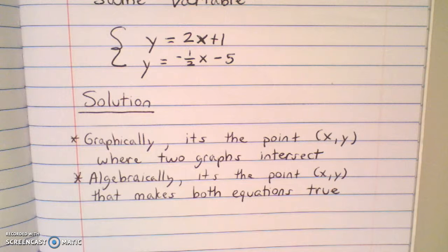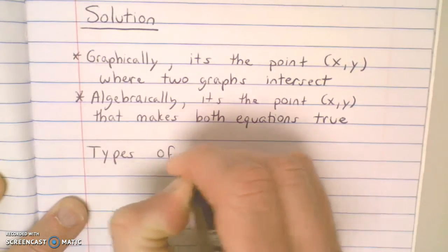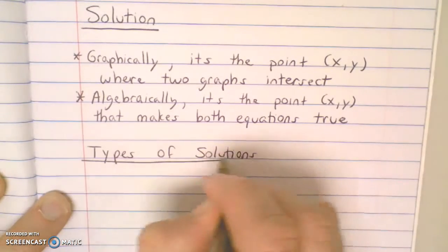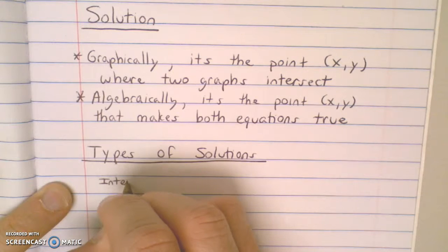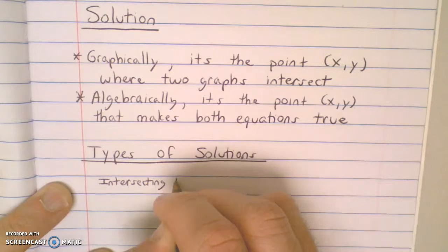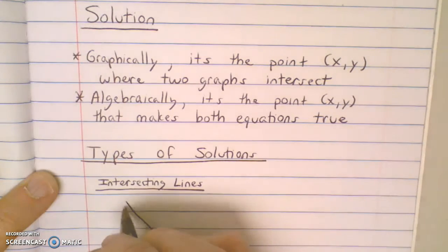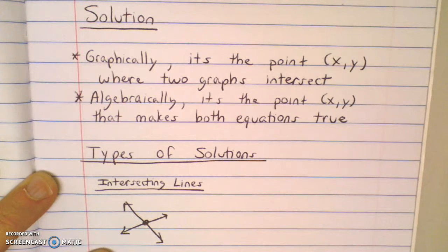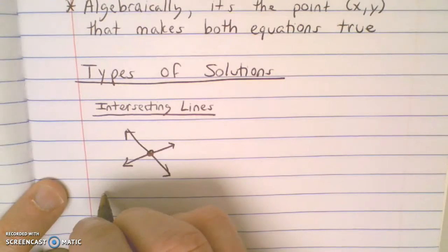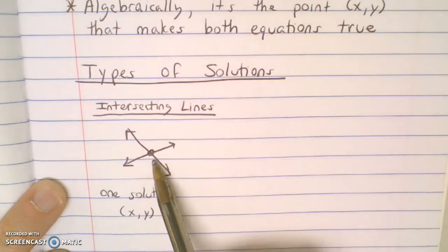There are three types of solutions that you're going to see for systems of equations. First, you'll have intersecting lines. And that's going to look like where you just have two lines that are intersecting, and you have one solution at x comma y. So whatever the point is where they intersect, that's your solution.